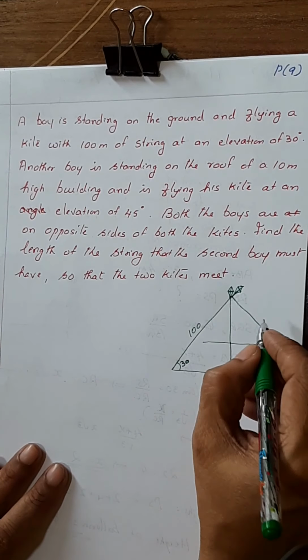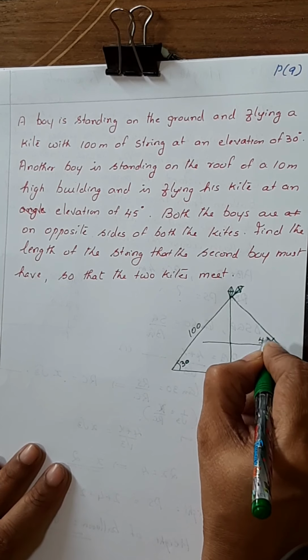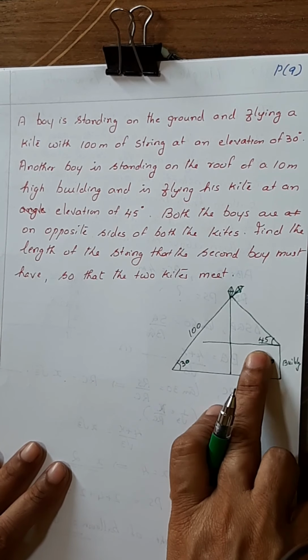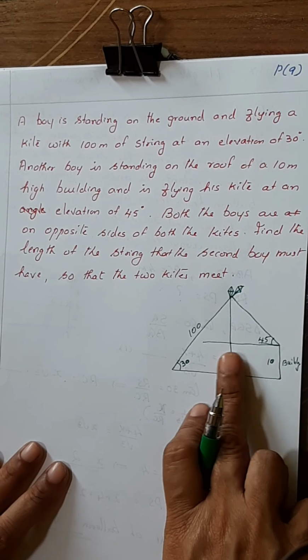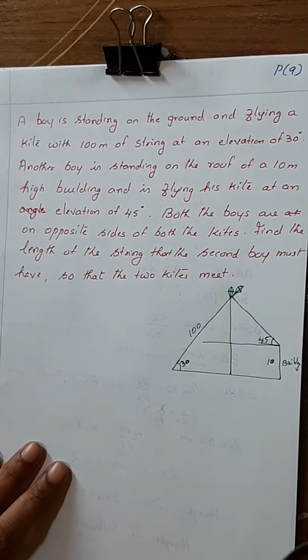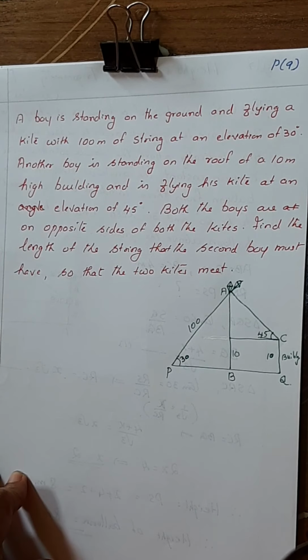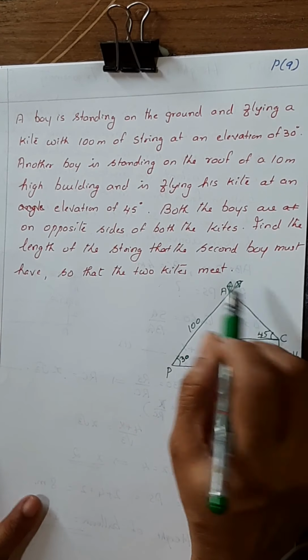So this will be 45 degrees. So the angle of elevation is always along the ground, or a line parallel to the ground, horizontal. So now we have to find the length of the string of the second boy.